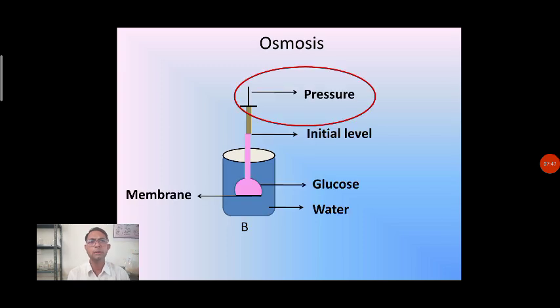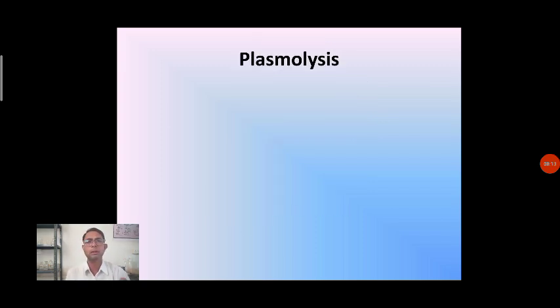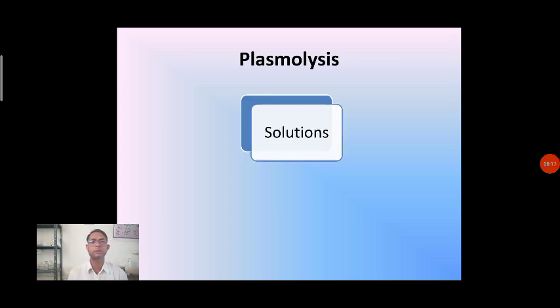Here again you can see the measurement of the pressure is also done. So again water is taken in beaker 2, then the membrane is placed over the funnel, and the funnel has the glucose. The initial level is marked, and the pressure is also marked. Now what happens after some time: the pressure will be seen on that particular structure.